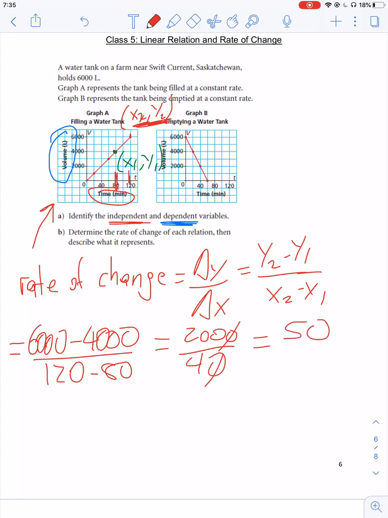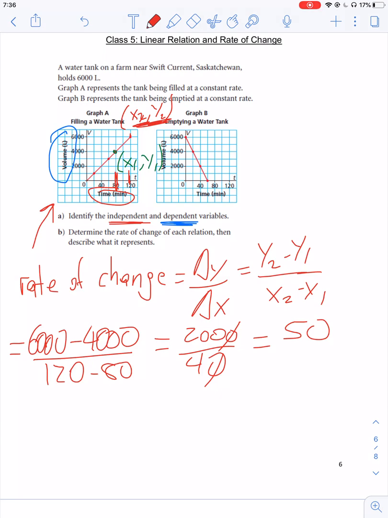Just to be sure, I'm going to use my calculator. So 6,000 minus 4,000, divided by 120 minus 80. 120 minus 80 is 40, and that's 2,000. Oh, sorry, 6,000 minus 4,000, not 2,000. 6,000 minus 4,000, yeah, it's 50.